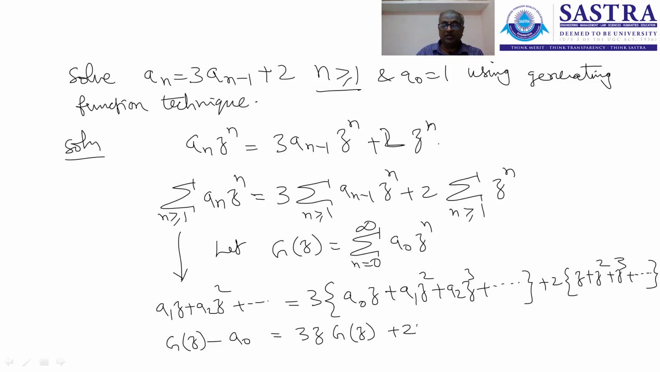And now when I take z as a common factor here, I'll have 1 plus z squared plus so on, which would be 2z divided by 1 minus z. Okay, so now this will be 2z by 1 minus z. And now I know the value of a naught. A naught is given to be 1. So now what I will do is I bring this term 3z into g of z to the left hand side.